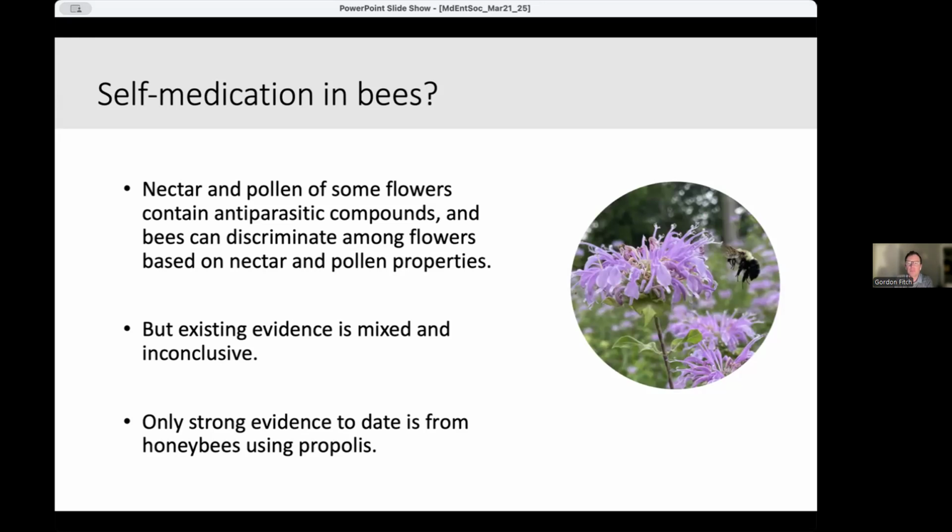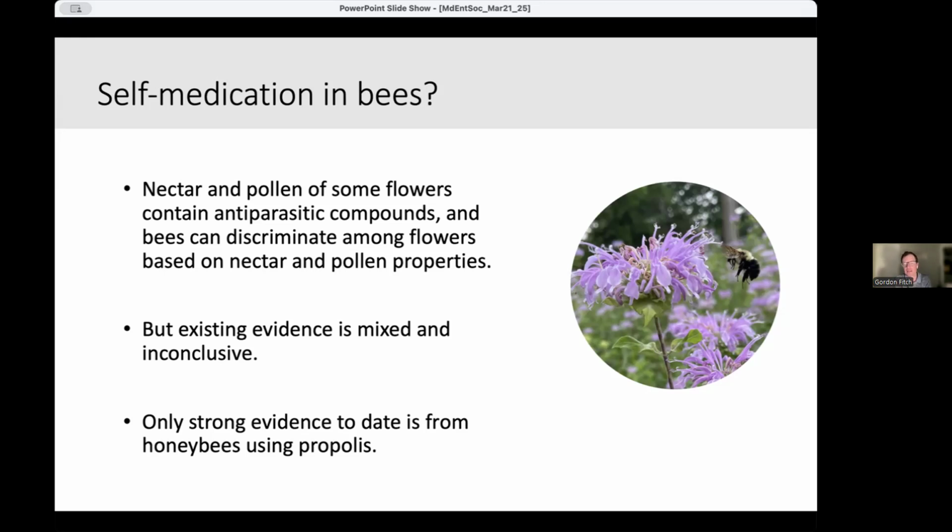And even more, we know that bees are really sophisticated at determining the nutritional composition of pollen and nectar and making choices about what they're eating based on the protein to lipid ratio of pollen, for example, or the sugar content of nectar. And yet, there's to date been very little conclusive evidence that bees are doing any kind of self-medication with this potential pharmacopoeia of flowers out there.